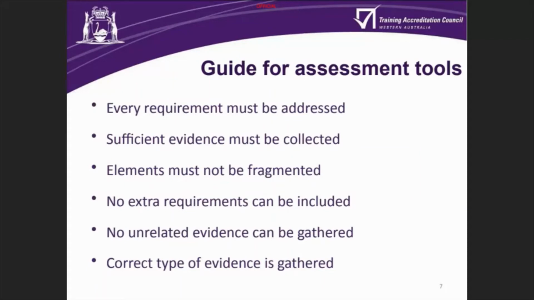I don't just look for one attribute at a time, one performance criterion at a time, but I look at collections of characteristics, which are the performance criteria. So you mustn't fragment an element of competency into its little bits and pieces. You are looking for those performance criteria, but you're looking for them together because what you're actually measuring is the element of competency. That's what you're looking for.